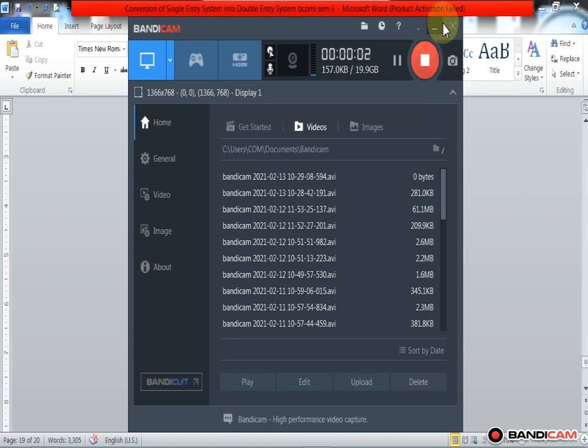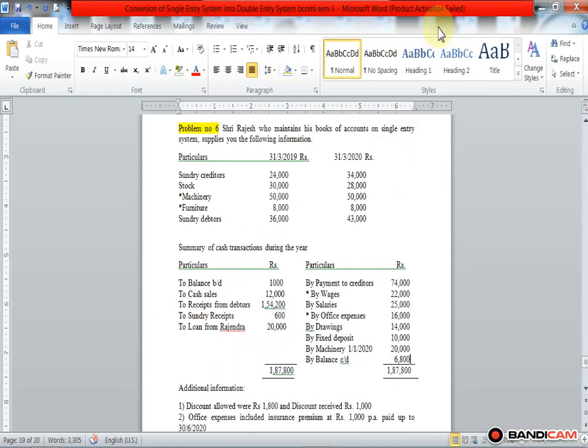Hello students, in our previous lecture we discussed problem number 6 on conversion of single entry into double entry system. I think that you will try to solve this problem in your notebook. But here again we solve this problem.